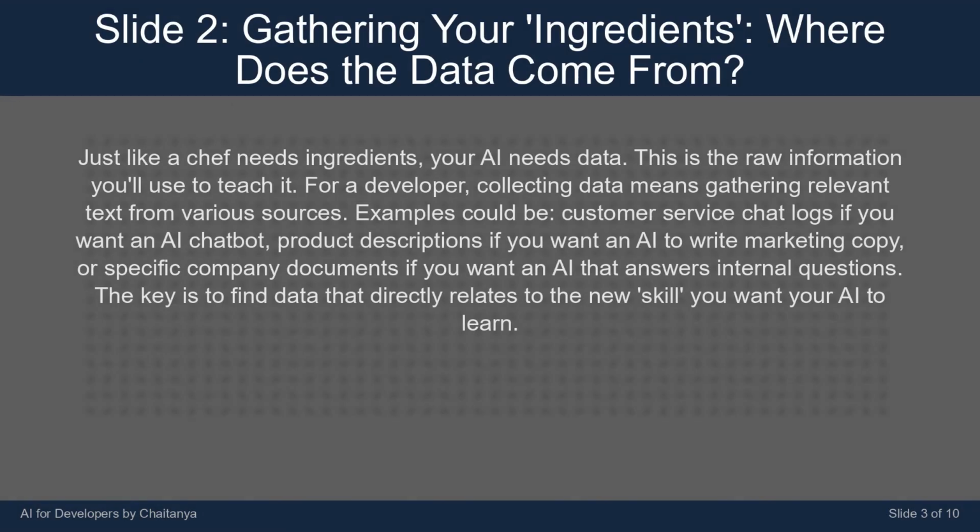Just like a chef needs ingredients, your AI needs data. This is the raw information you'll use to teach it. For a developer, collecting data means gathering relevant text from various sources. Examples could be customer service chat logs if you want an AI chatbot, product descriptions if you want an AI to write marketing copy, or specific company documents if you want an AI that answers internal questions. The key is to find data that directly relates to the new skill you want your AI to learn.